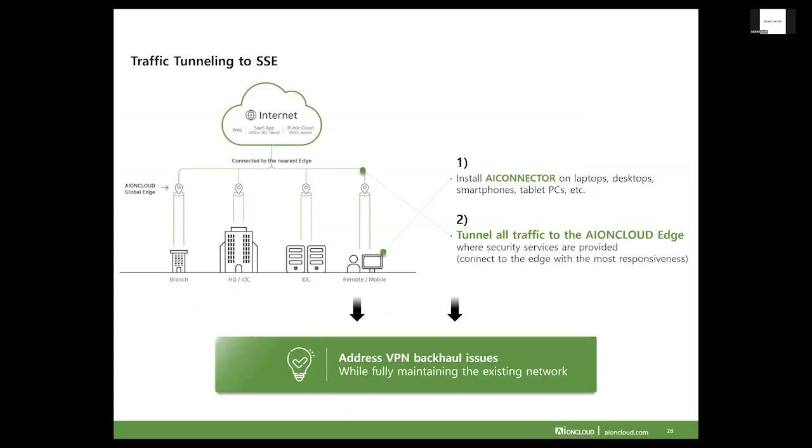Part 3, connecting endpoints. Ion Cloud SSE uses encrypted tunnels to get users to the edge locations. And to do so, the platform often uses the AI connector, which is an agent installed on devices.